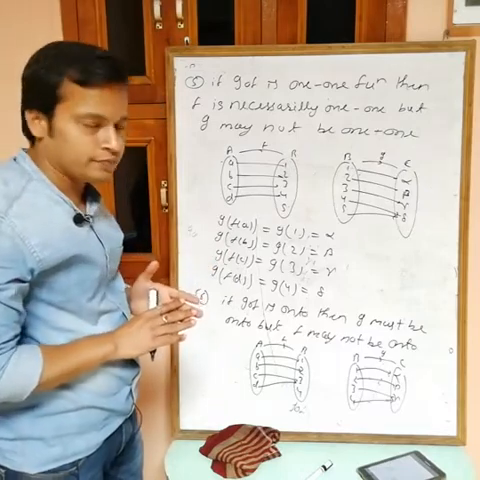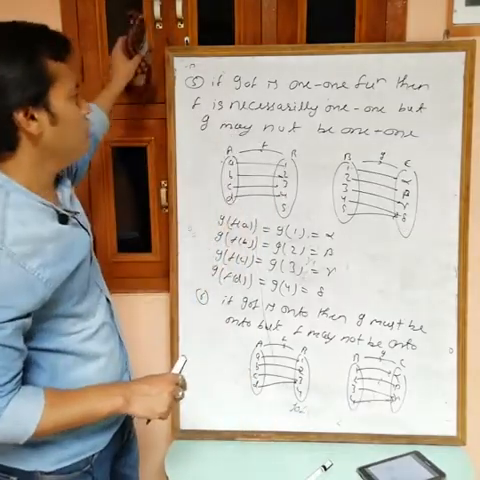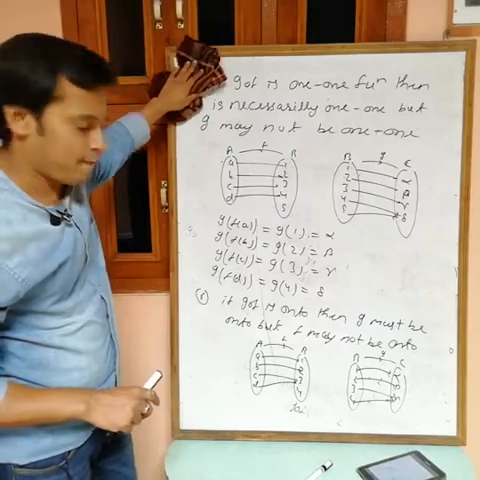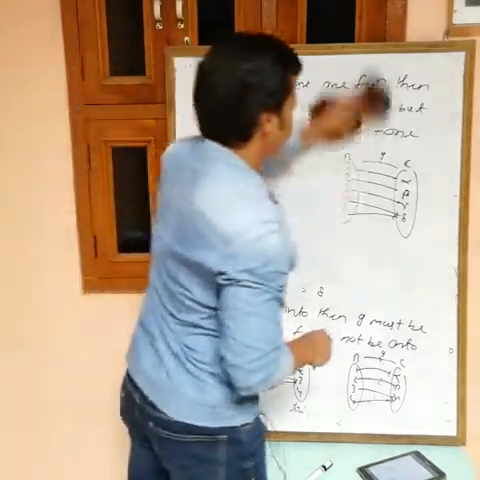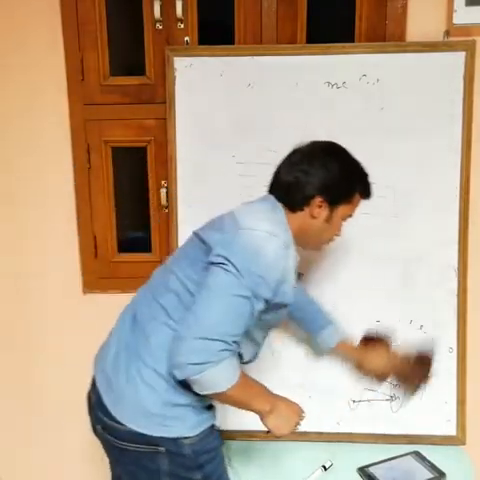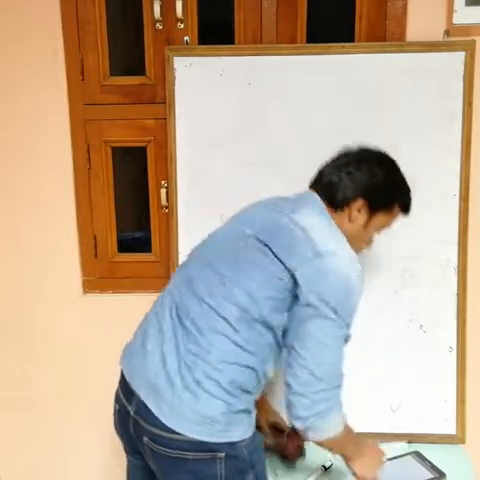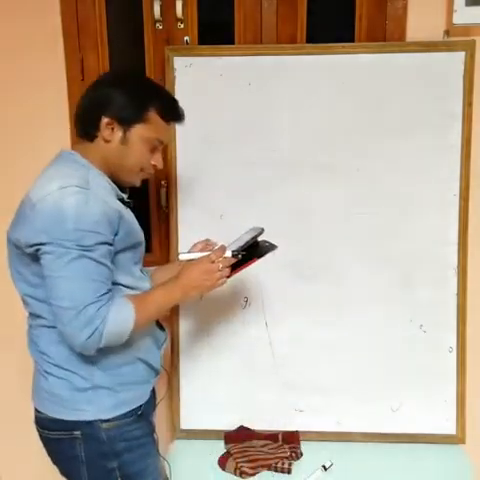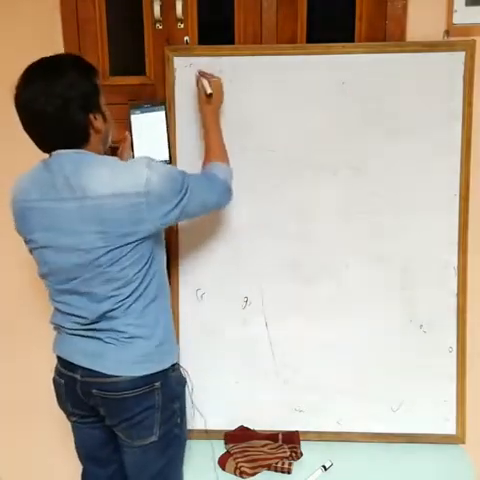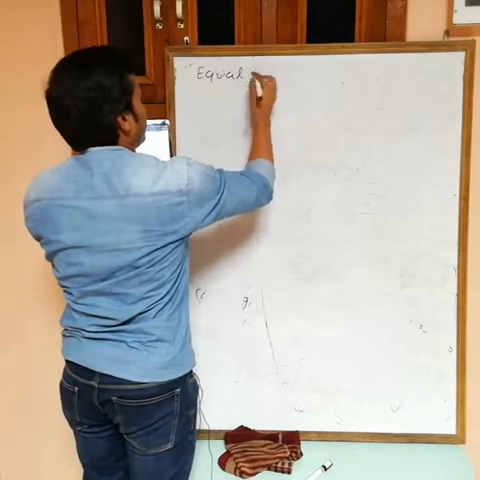Okay, so done. These are the properties of composite function. Now next one is equal or identical function, then section D will be complete. Equal or identical function.